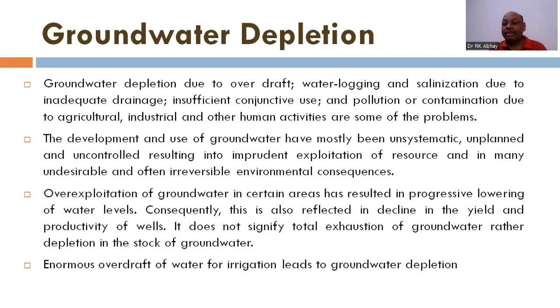Overexploitation of groundwater in certain areas has resulted in progressive lowering of water levels, and therefore it is also reflected in a decline in the yield and productivity of wells. It doesn't signify total exhaustion of groundwater, rather depletion in the stock of groundwater. Excess overdraft of water for irrigation leads to groundwater depletion and mismanagement. Combined, there is no infiltration and there is an overdraft, so obviously the groundwater level will go down.